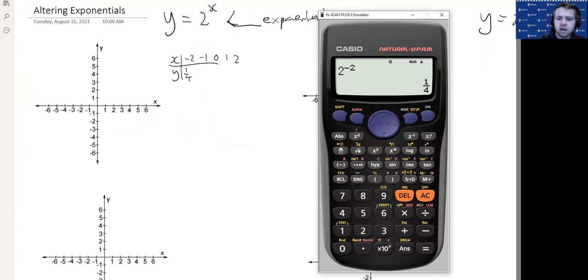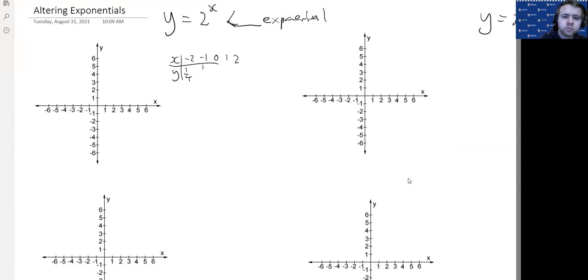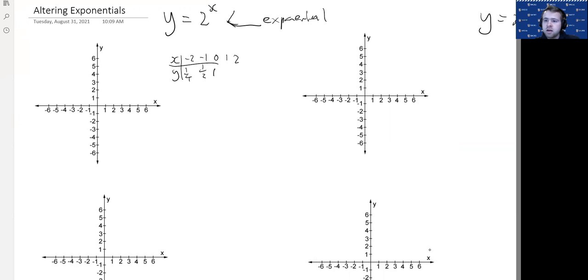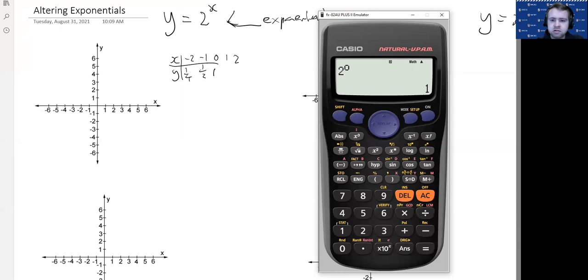Okay, and then when x is -1, we get 1/2. And then when x is 0, 2 to the power of 0, we should know that anything to the power of 0 is 1, because anything divided by itself is 1. That's what 2 to the power of 0 means. Because if you had 2 to the 1 divided by 2 to the 1, you subtract the powers, you get 2 to the power of 0. So 2 divided by 2 is 1, and so 2 to the power of 0 is 1. It's the same with anything that's to the power of 0.